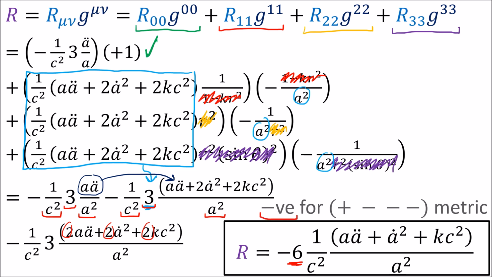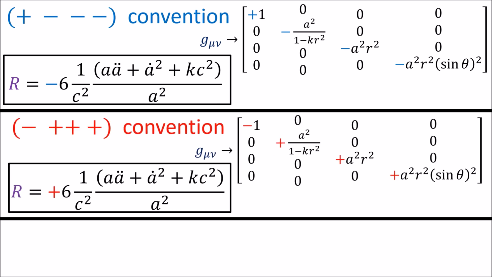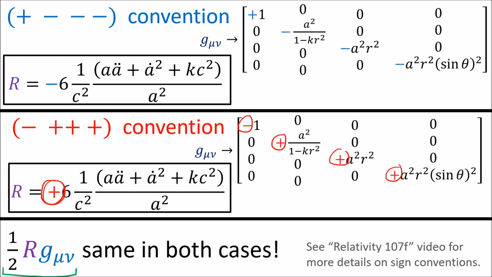You'll notice that this Ricci scalar value has a negative sign in front. This is because we're using the mostly minus metric convention. If you're using the mostly plus metric convention, the Ricci scalar will be positive instead. Basically, whatever sign convention you choose, the term 1/2 times the Ricci scalar times the metric should end up having the same sign, since multiplying the metric by -1 has the effect of multiplying the Ricci scalar by -1 as well, and the negative signs just cancel.